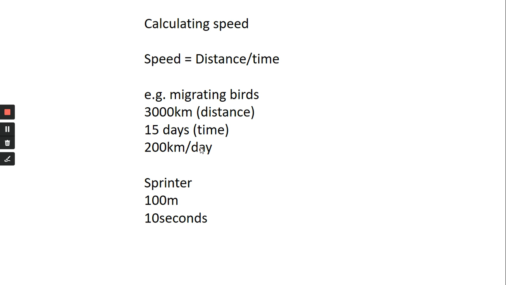Looking at another example, we're going to look at a sprinter. A sprinter travels 100 meters in 10 seconds. To calculate the speed, we need to do 100 meters divided by 10. That gives us a speed of 10 meters a single second.